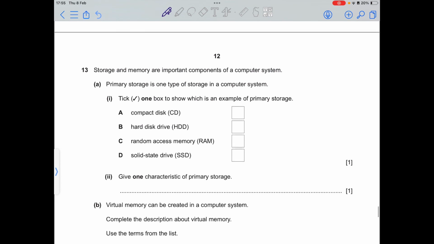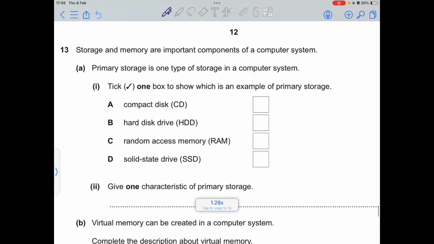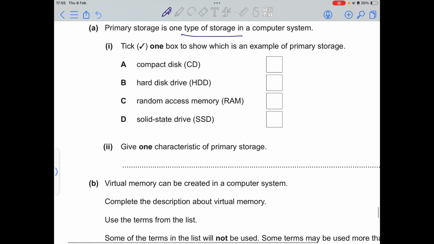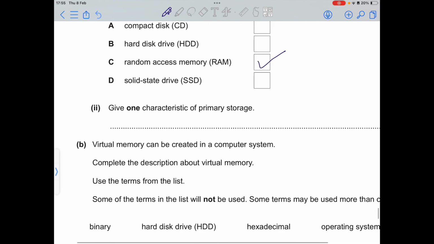Now, the last question that we come up to is: storage and memory are both important components of a computer system. Primary storage is one type of storage in a computer. Give one example of a primary storage. We can say that RAM is an example of a primary storage because hard disk drive, compact disc, and SSD are all secondary storage. Give one characteristic of a primary storage.